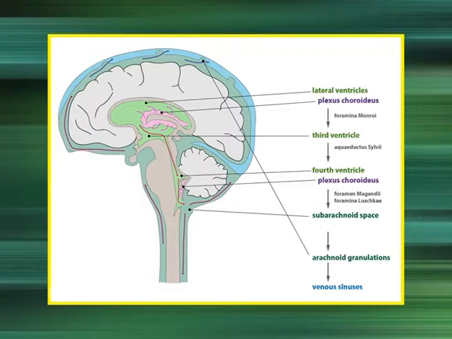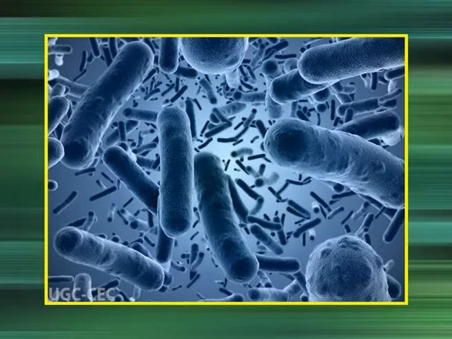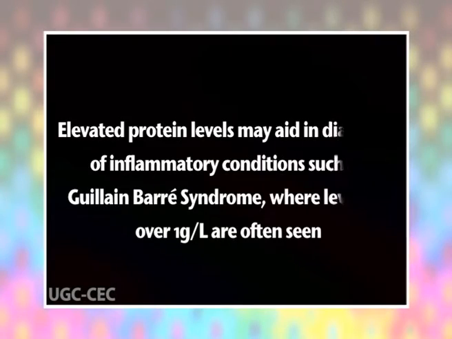Elevations in the CSF protein concentrations can occur in both infectious and non-infectious conditions, including conditions associated with the obstruction to CSF flow. CSF protein elevations may persist for weeks or months following recovery from meningitis and have little utility in assessing cure or the response to therapy. Elevated protein levels may aid in diagnosis of inflammatory conditions such as Guillain-Barré syndrome, where levels of over 1 gram per liter are often seen.